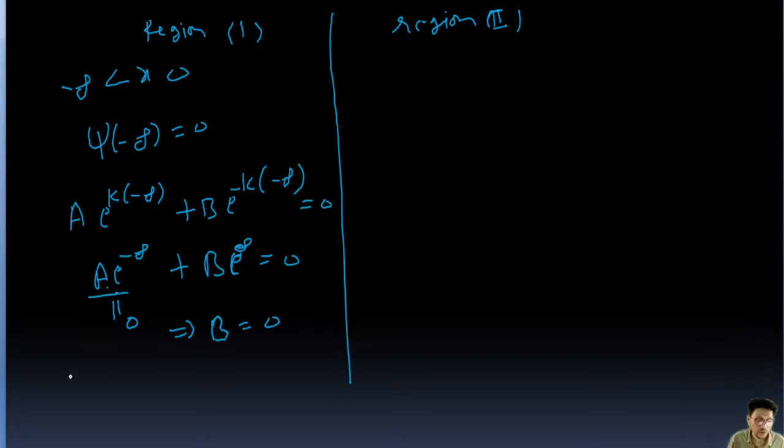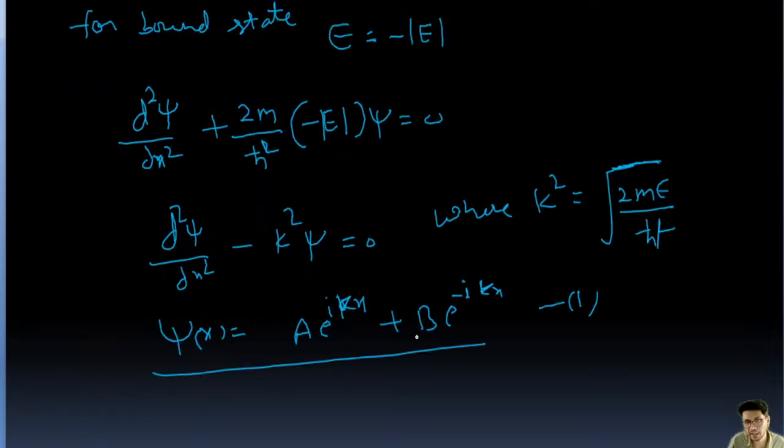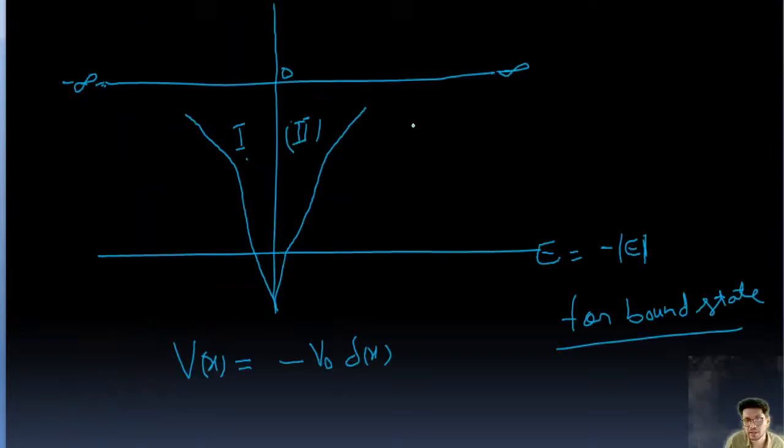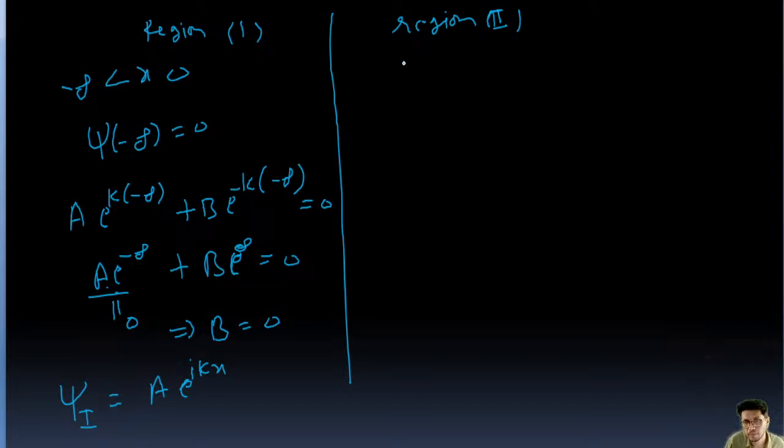So now the wave function for region 1 is going to be, since b equal to 0, from equation 1, a e to the power kx. Now for region 2, which is this, from 0 to infinity, x is between 0 and infinity. So we'll write x as infinity, and that value is going to be 0.